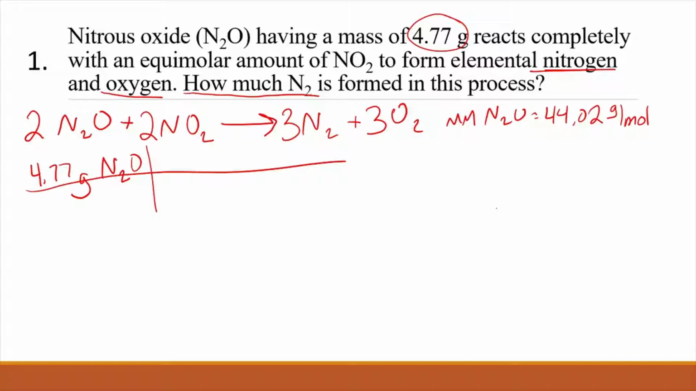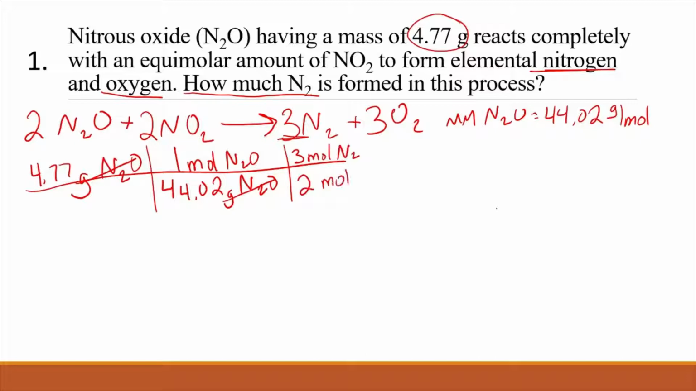So we need grams to cancel, so that means that we need the mass on the bottom. So this needs to be 44.02 grams of N2O on the bottom. And so 1 mole of N2O contains 44.02 grams of N2O. So we can see grams N2O cancel here. And so now we have moles of N2O, and we need to go from moles of that to moles of N2. So this is where we need to use those coefficients. And we see that we make 3 moles of N2 for every 2 moles of N2O. So we see mole N2O cancels. Got to get rid of those units.